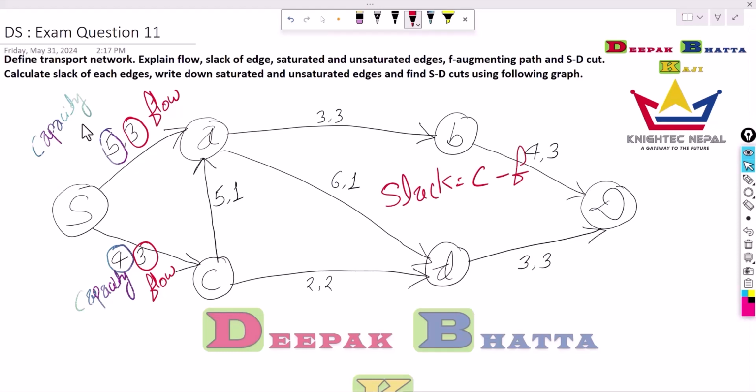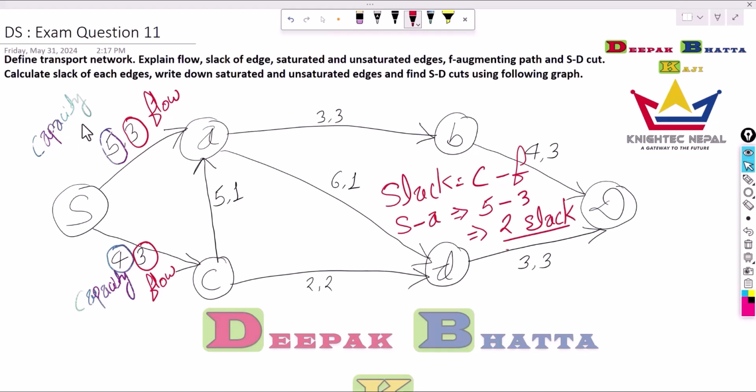That means if I want to find the slack of the edge S to A, the capacity of S to A is 5 and the flow of S to A is 3. Then the slack of S to A will be 2. So this is slack.